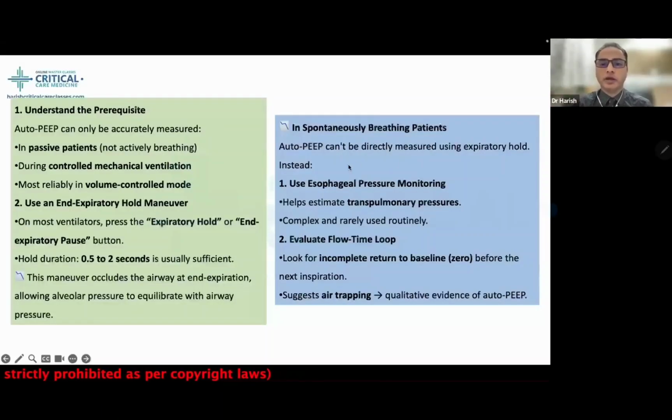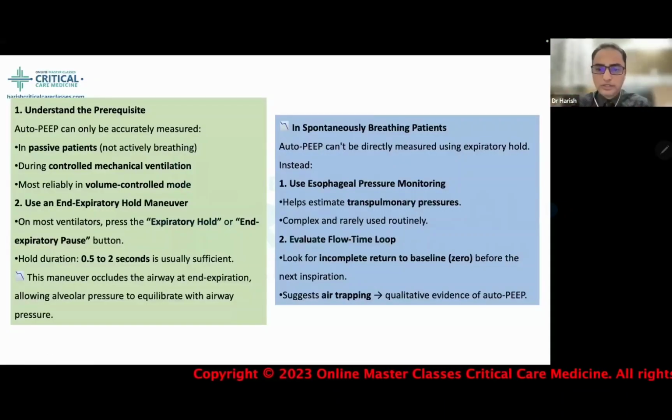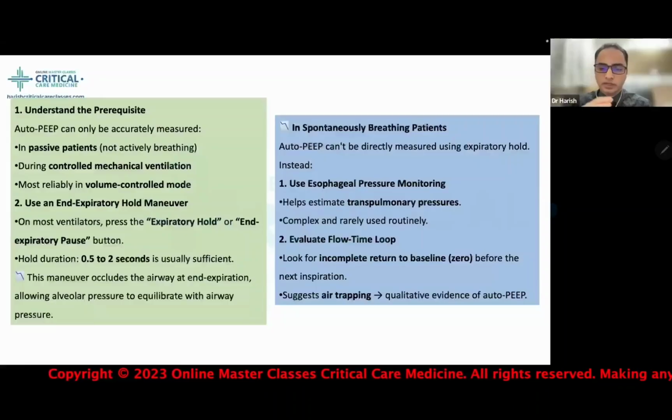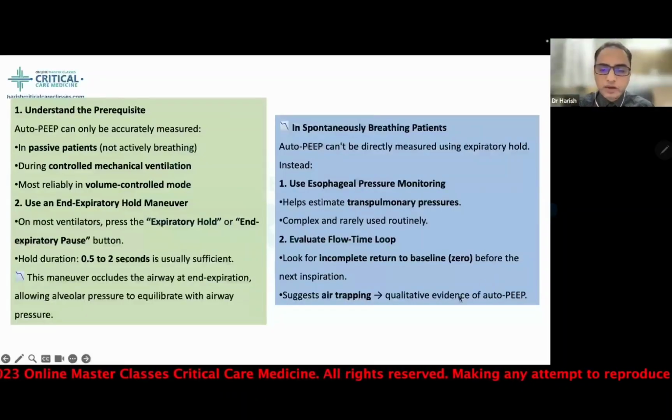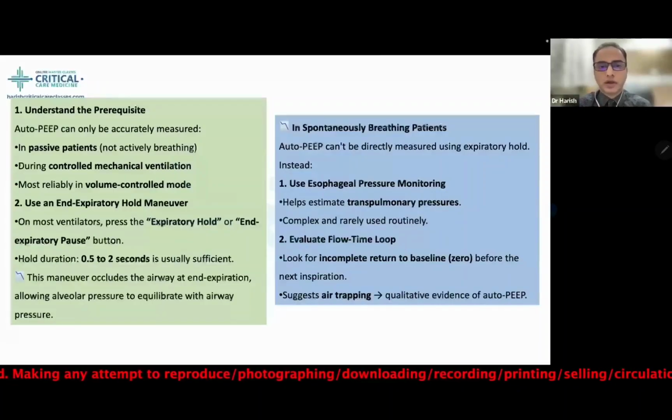In a spontaneously breathing patient, auto PEEP can't be directly measured using expiratory hold. Instead, we can measure it using esophageal pressure monitoring, which helps in estimating the transpulmonary pressure, but it is complex and rarely used routinely at the bedside. Or evaluate the flow time loop in a spontaneously breathing patient. Look for incomplete return to baseline, that is, zero is not touched before the next inspiration, which suggests there is air trapping, and it is one of the qualitative evidences for auto PEEP in spontaneously breathing patients. Okay, so this is how you can check for auto PEEP.